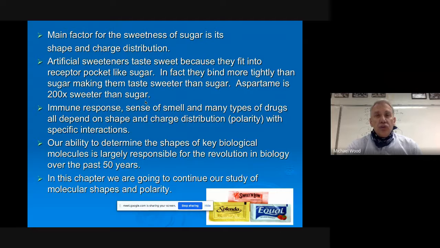Artificial sweeteners taste sweet because of how they fit into these receptor pockets like sugar. In fact, they bind more tightly than sugar, making them taste sweeter than sugar. Aspartame is 200 times sweeter than sugar. So even though they don't have the caloric content, because of how they fit into these receptive areas in our tongue, it makes it taste sweet. Immune response, sense of smell, and many types of drugs all depend on shape and charge distribution with specific interactions. Our ability to determine the shapes of key biological molecules is largely responsible for the revolution in biology over the last 50 years. And we're going to continue to study those shapes and polarity.